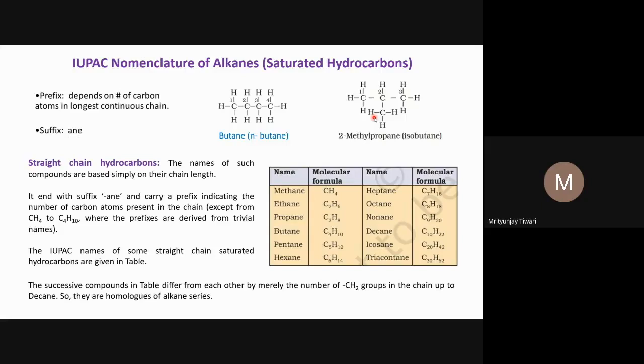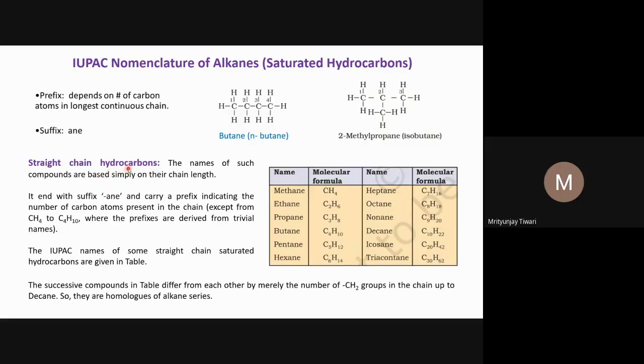Only the thing is, for the functional groups we will add some extra letters to the name, and some other root words, other suffixes to that name. Anyway, those things we will see for the functional groups. Let's first see the IUPAC nomenclature of straight chain hydrocarbons.